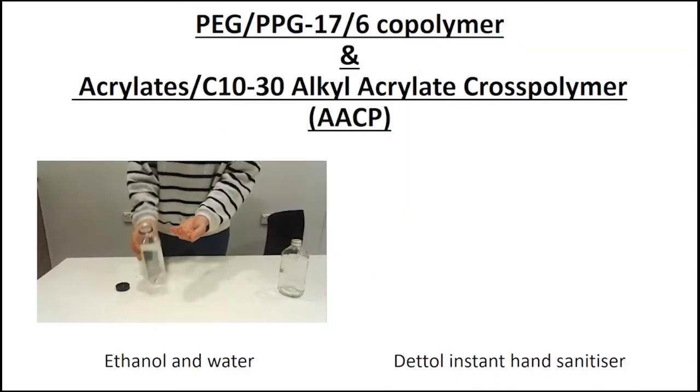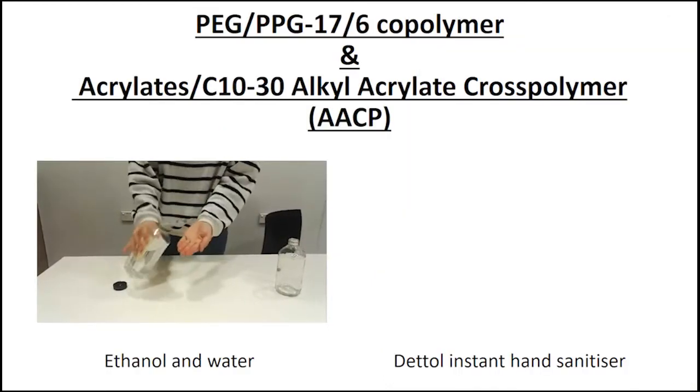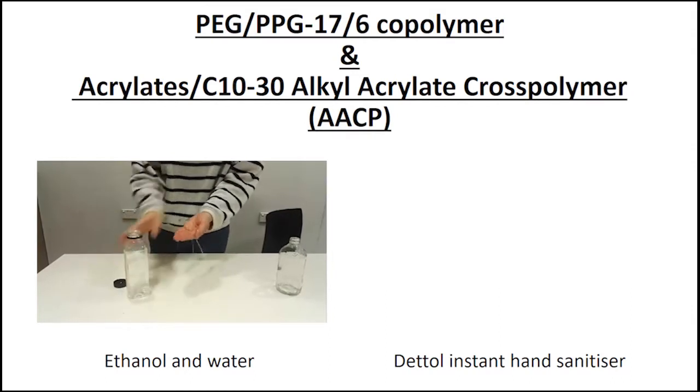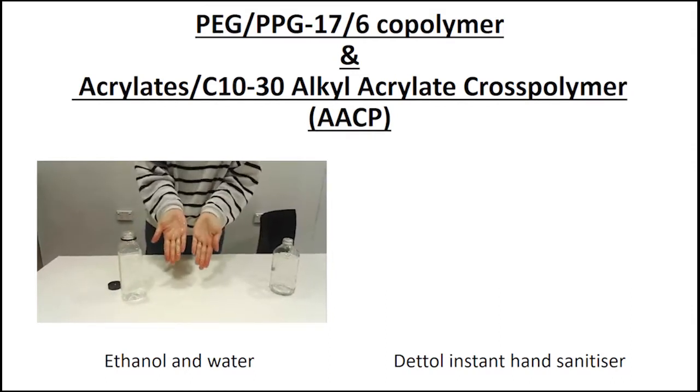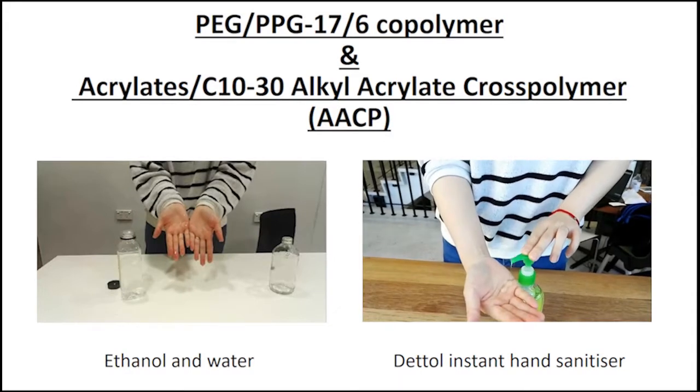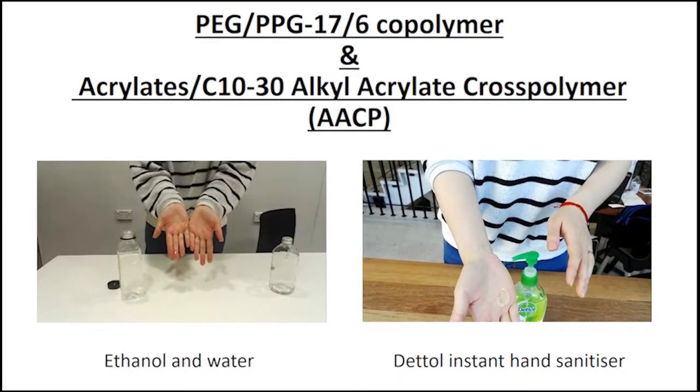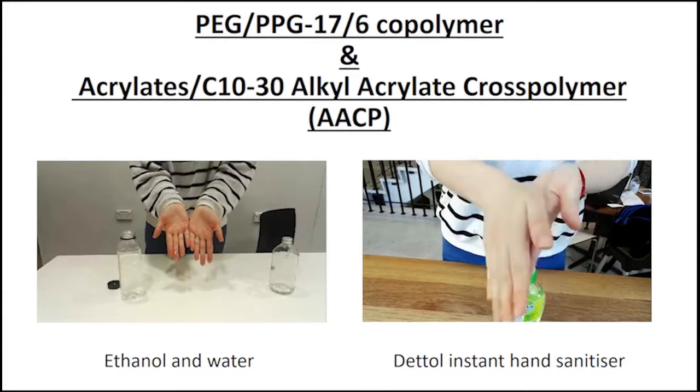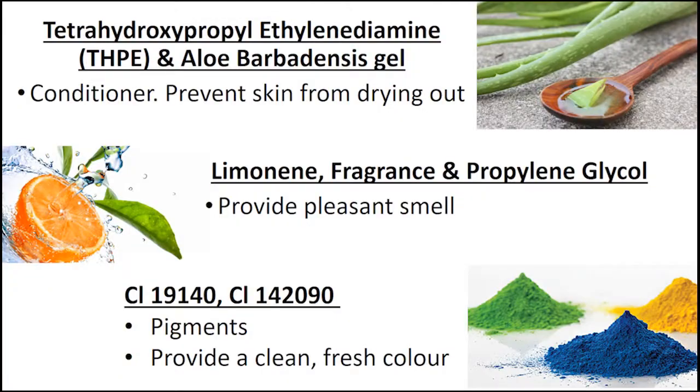PEG, PPG-17/6 copolymer, and acrylates/C10-30 alkyl acrylate crosspolymer are polymers that form gel and provide the ideal fluid behavior we want. The remaining ingredients are conditioners, fragrance, and pigments that provide a smooth feeling, a pleasant lemon smell, and a clean, fresh color.